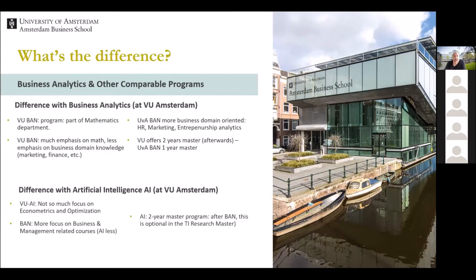Two more programs. Well, this one even has a similar name, Business Analytics at Vrije Universiteit Amsterdam. What is our main difference with that program? I guess I may get some questions on that. Well, first, we have a very clear difference. The Business Analytics program at the Vrije Universiteit Amsterdam is given by the mathematics department. It's a part of the mathematics section, right? So this also reflects in the program accordingly. On the contrary, we are a joint venture between the Faculty of Economics and Business and Amsterdam Business School. Our mathematics and analytics related courses are offered by the quantitative economics section within the Faculty of Economics and Business.